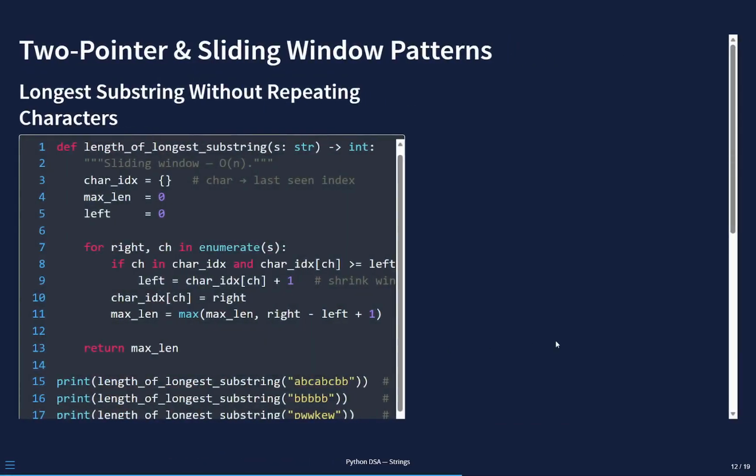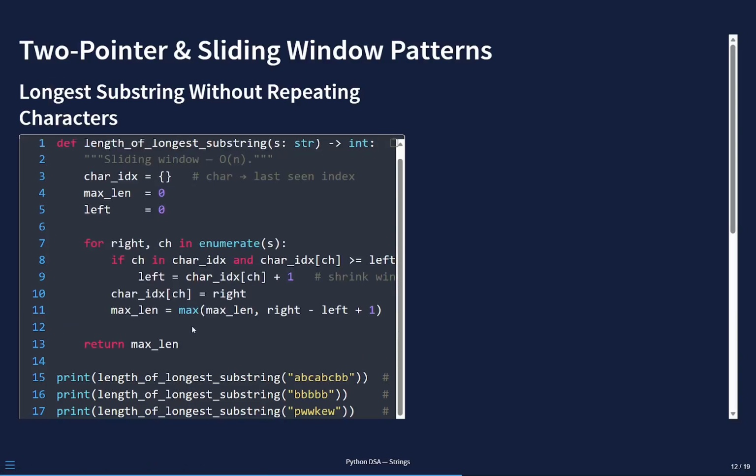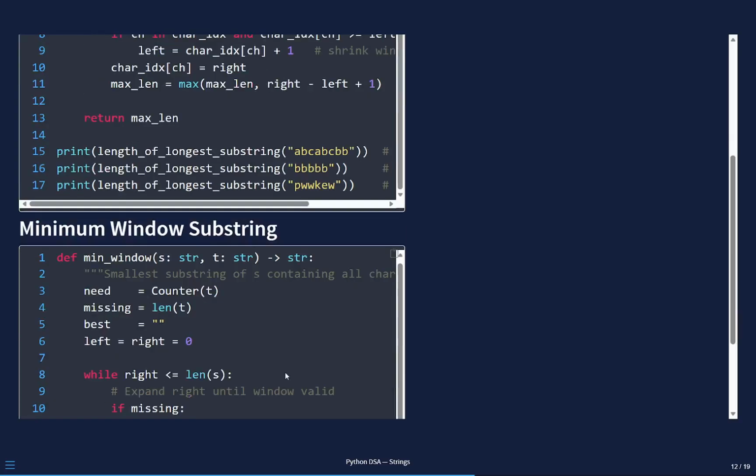Two of the most important algorithmic patterns for string problems: the sliding window and two pointers. Click longest substring without repeating characters is the prototypical sliding window problem. We maintain a window defined by left and right pointers and a dictionary mapping each character to its last seen index. As we advance right, if the current character was seen within the current window, meaning its last index is at or after left, we shrink the window by advancing left past that previous occurrence. Update the last seen index, update the max length. O(n). Each character is processed at most twice.